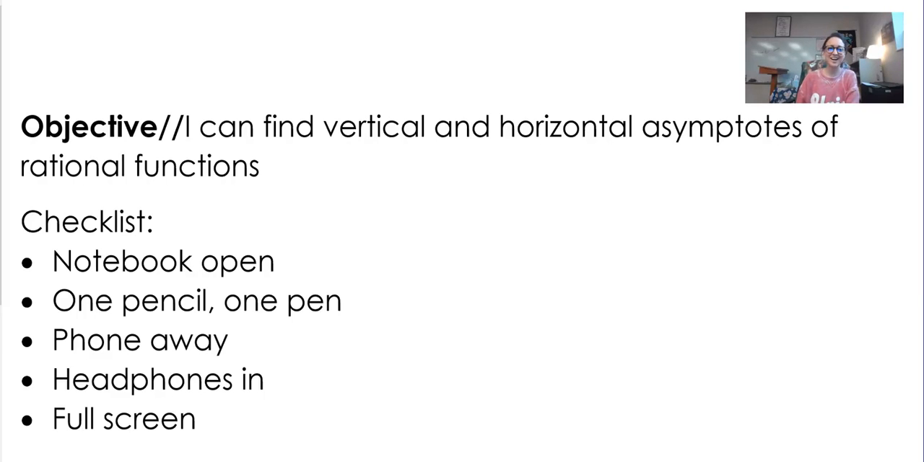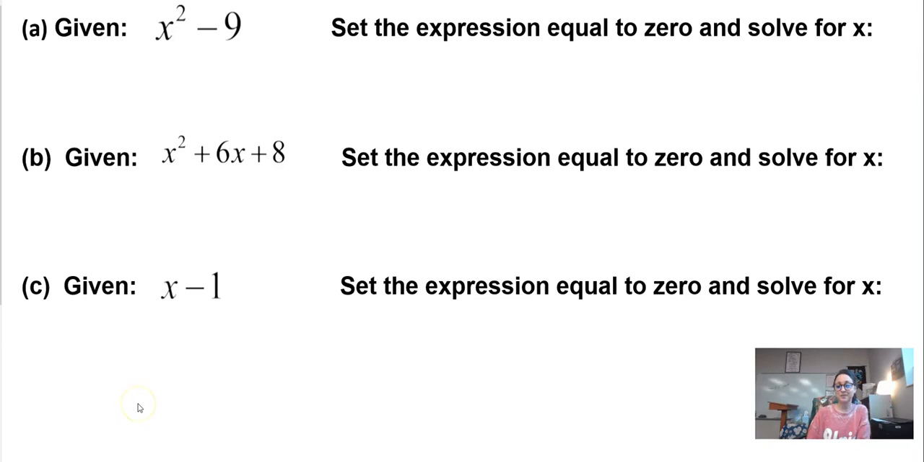Hi Pre-Calculus, welcome back. Our objective is going to be to find vertical and horizontal asymptotes of rational functions today, as well as some x-intercepts. So go ahead and I'm going to force pause on the screen. You know what to do from here. All right, force pause on your screen.